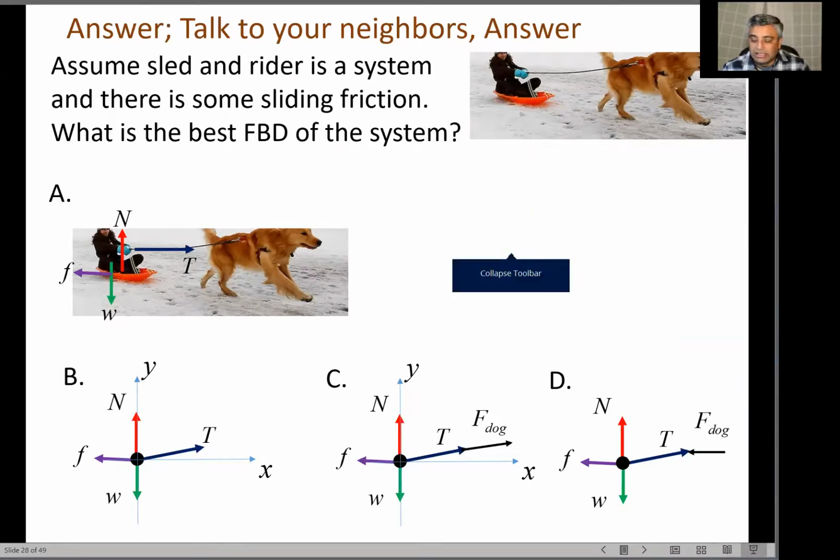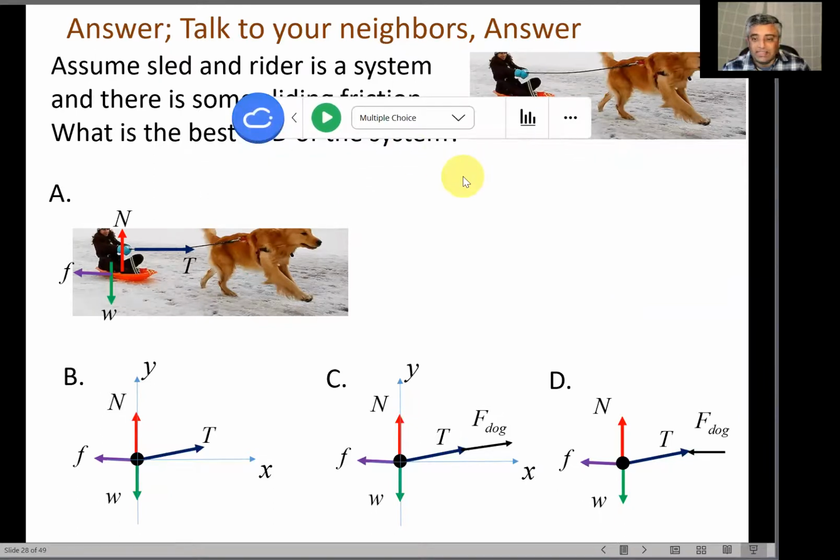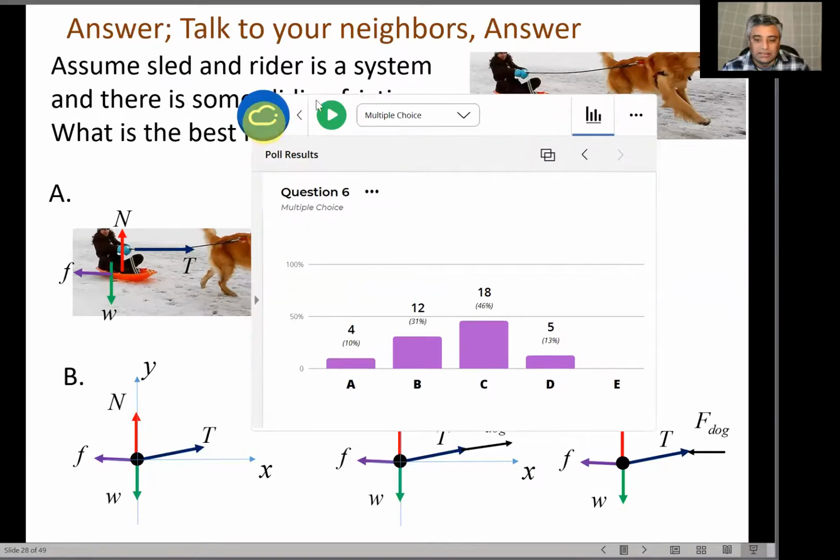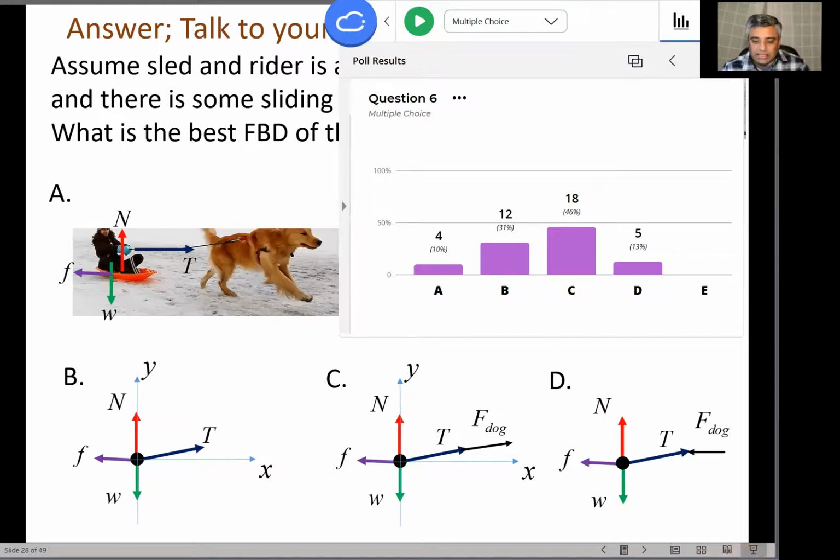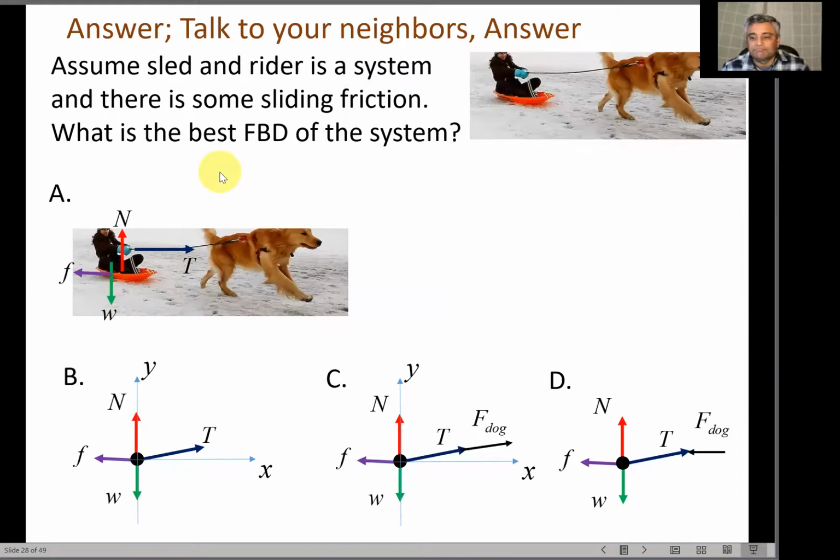Okay. Now, are you guys ready to see which one got the most votes? Which one wins? Okay, so it looks like C is winning. So just like many of you, I'm thinking C is the correct answer. Am I right or wrong, and why? I'm still waiting.